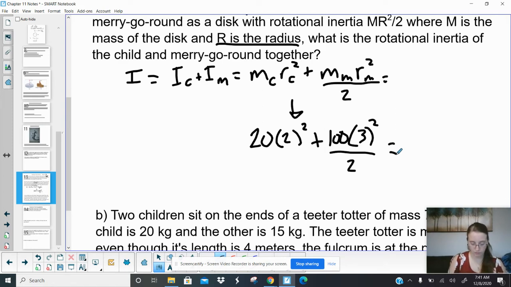We got 20 times 4 plus... We should get 530. Once again, I know inertia has kind of weird units. Remember that since it's mass and radius squared, typically, mass is kilograms, radius squared is meter squared. So this is kilograms meter squared.